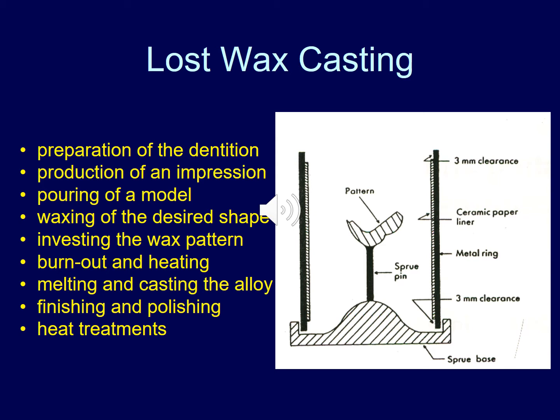The stages in the production of a dental casting are these: preparation of the dentition, production of an impression, pouring of a model, waxing of the desired shape, investing the wax pattern, burnout and heating, melting and casting the alloy, finishing and polishing, and finally the heat treatment.